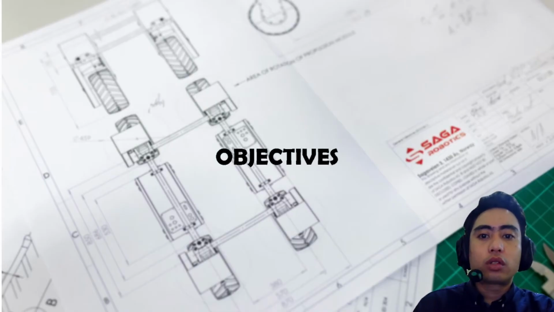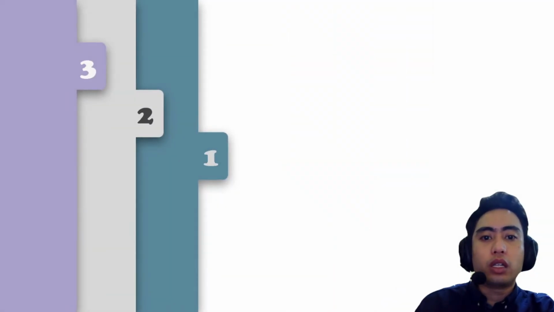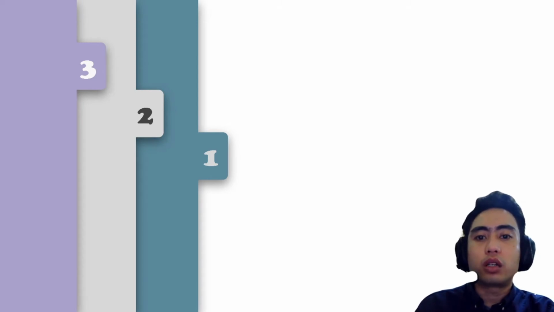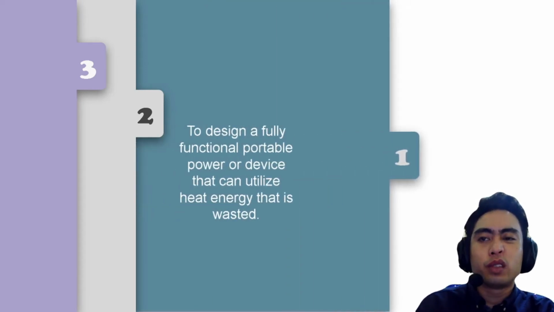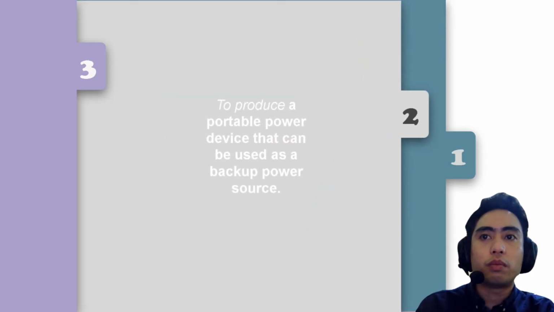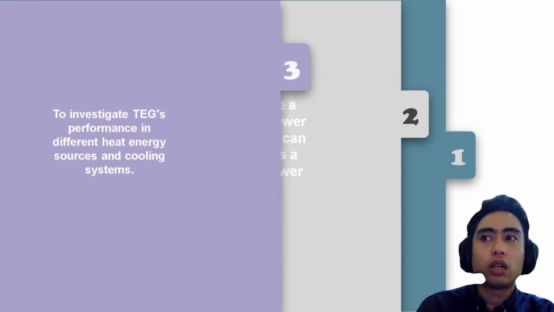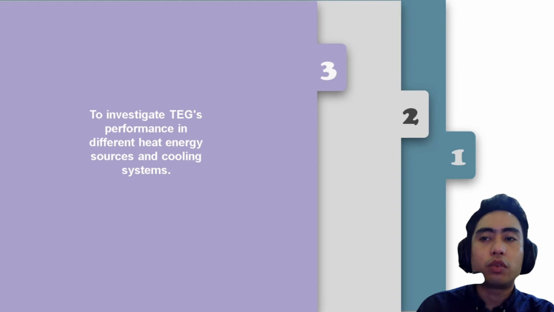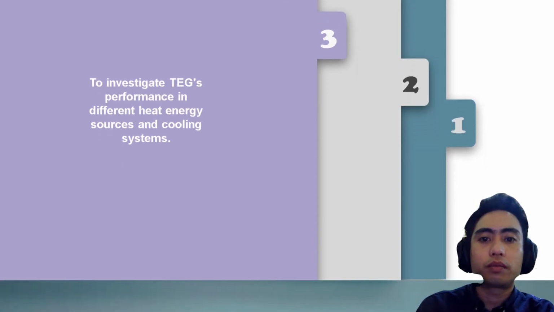In order to solve and overcome the problem of the TEG, the project must meet the three following objectives. Objective number one, to design a fully functional portable power device that can utilize heat energy wasted. Two, to produce a portable power device that can be used as a backup power source. And number three, to investigate TEG's performance in different heat energy source and cooling system.